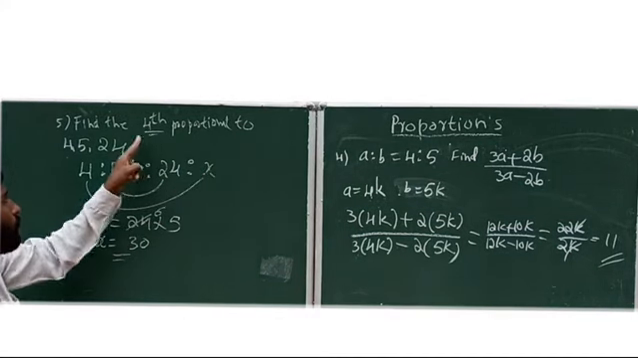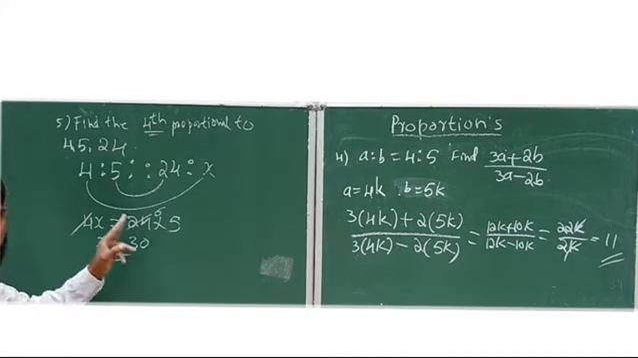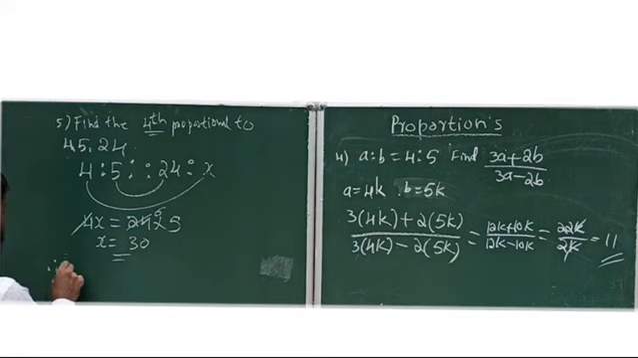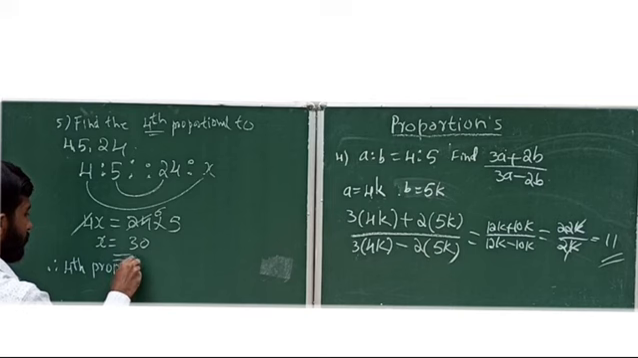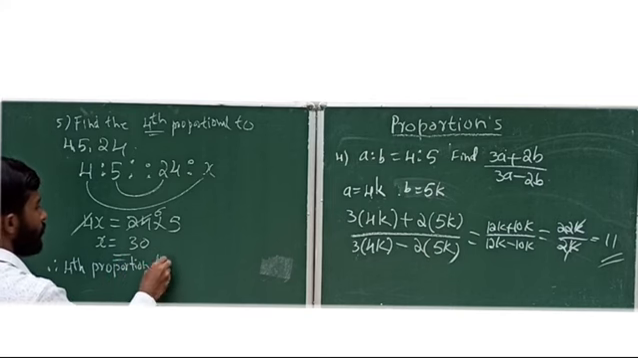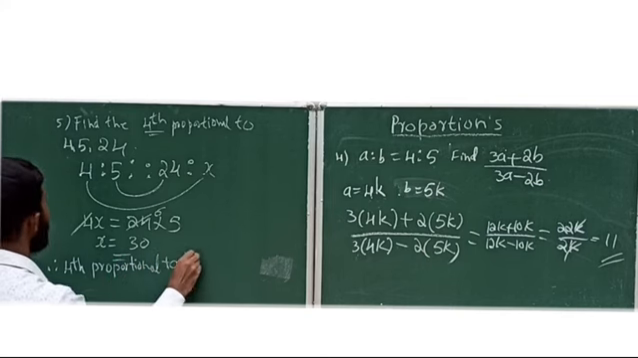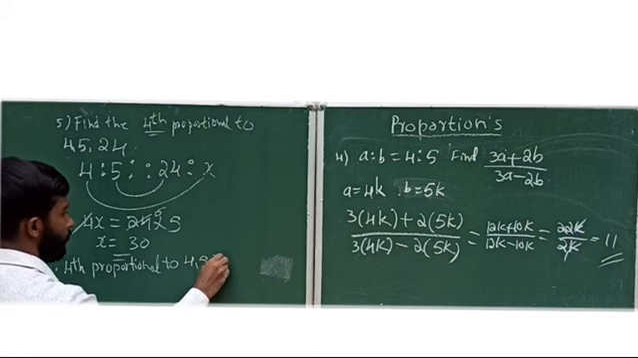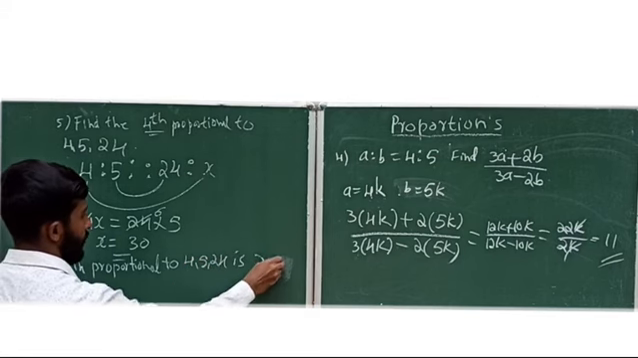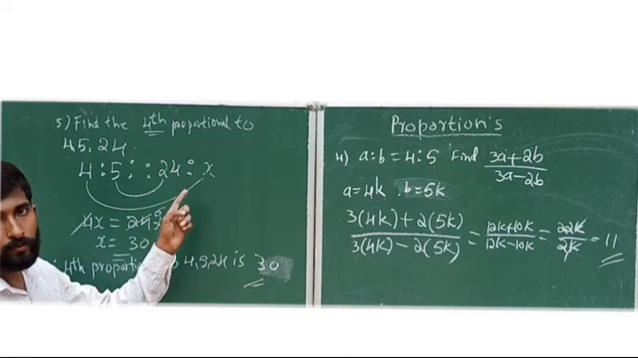What is the meaning of x here? x is the fourth proportional to the given numbers. So write the conclusion. Therefore, the fourth proportional to the given numbers 4, 5, 24 is 30. It's the answer for the given question.